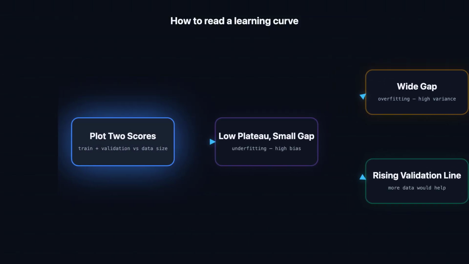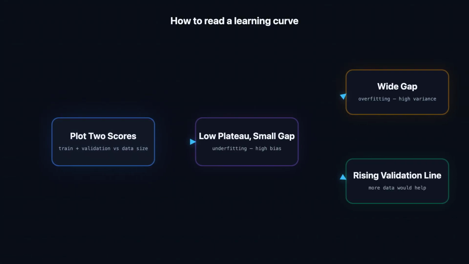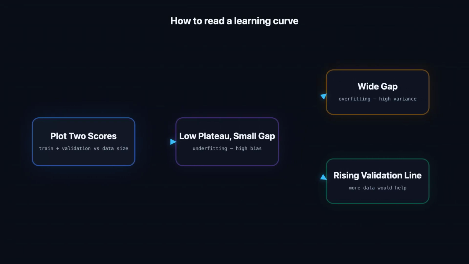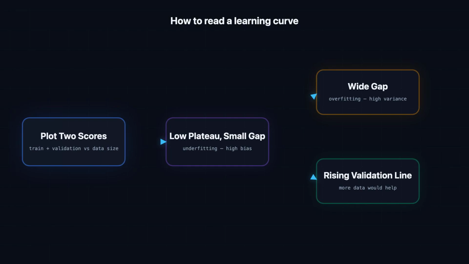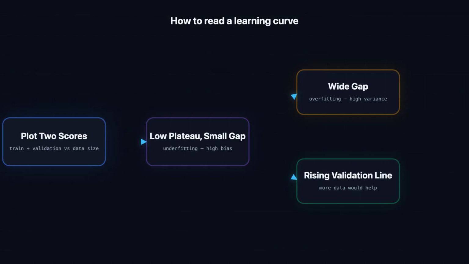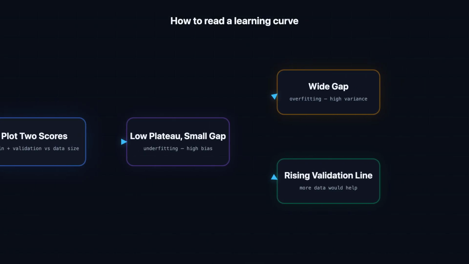Start by plotting two scores as the data set grows. One line is the training score, how well the model does on the data it learned from, and the other is the validation score, measured on held-out data through cross-validation. The horizontal axis is simply the number of training examples.